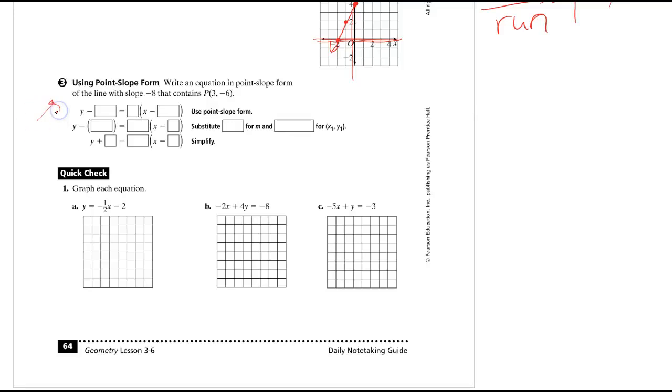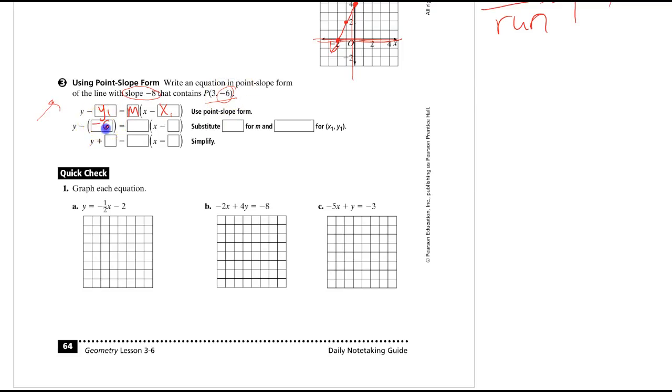Meanwhile, let's practice using the point slope form. So here's the standard form. Y minus y1 equals m, the slope, times x minus x1. So they're telling us that we have a slope of -8 and I have this point, 3, -6. Okay, well, which one of those is the y value? Right, the -6. So that's what I put in here.